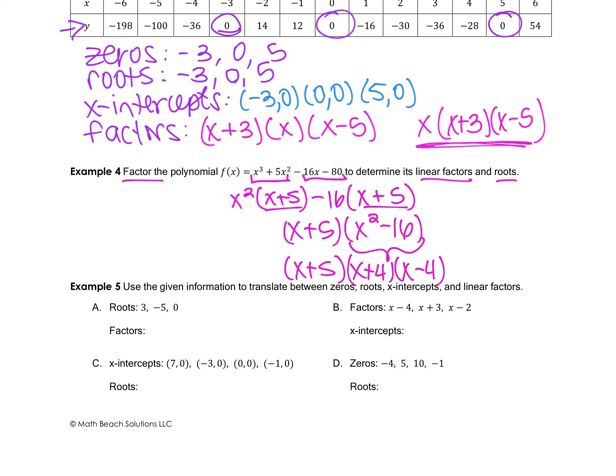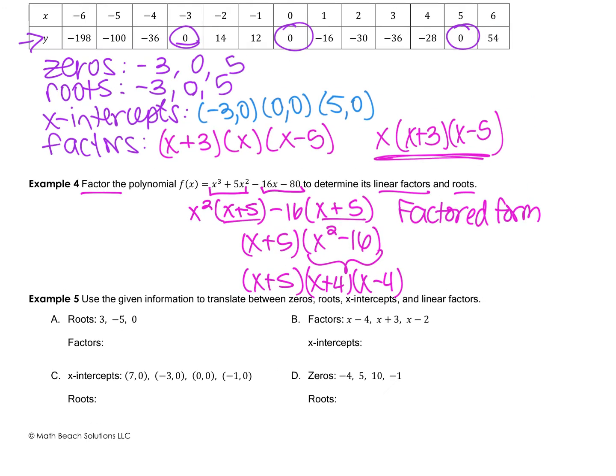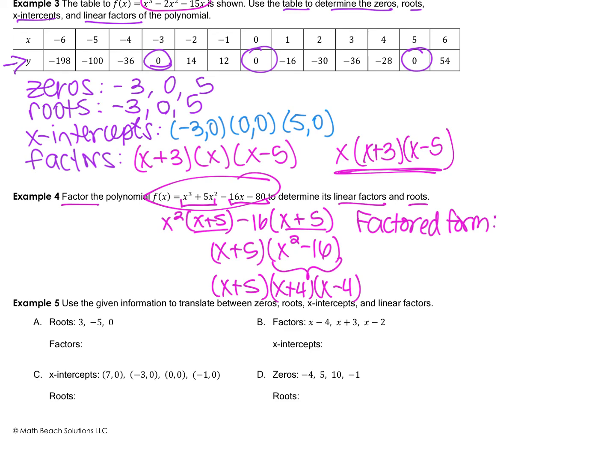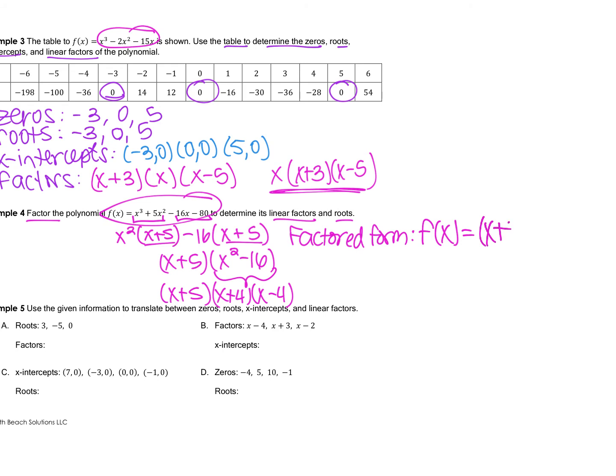Okay, so we're going to write it in factored form. So I'll label this as factor form. So writing your actual function here. So f of x equals, it's the same thing, x plus 5, x plus 4, and x minus 4. Then we wanted to find just the factors, so I'll just put factors, which are those 3 things we just found.